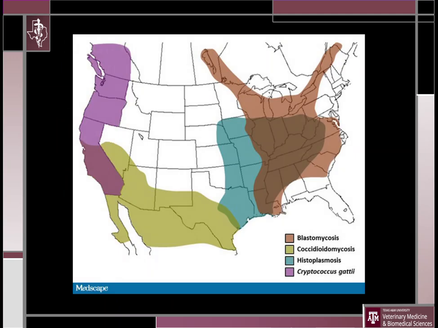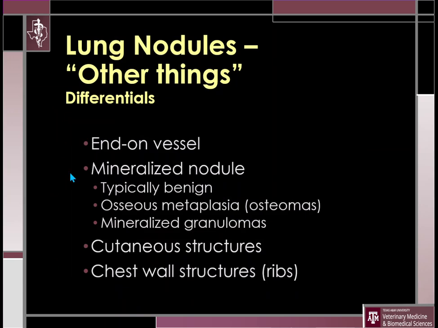This is the map of the United States and where the fungi occur in the United States, but I would encourage you to be familiar with the different types of fungus that may be endemic to your area, because that will contribute to that nodular pattern. Let's talk a little bit more about other nodules or other things that cause the appearance of nodules.